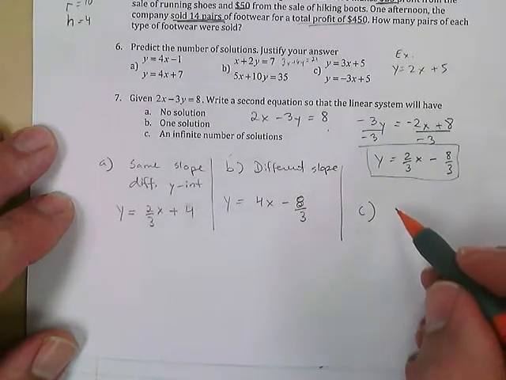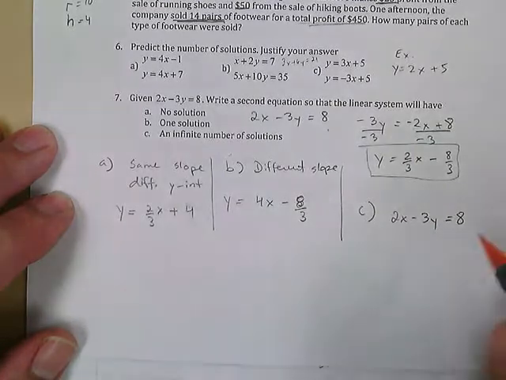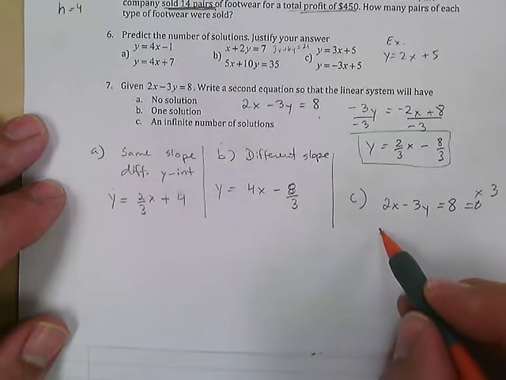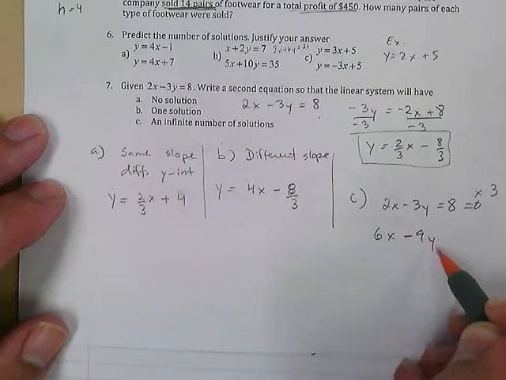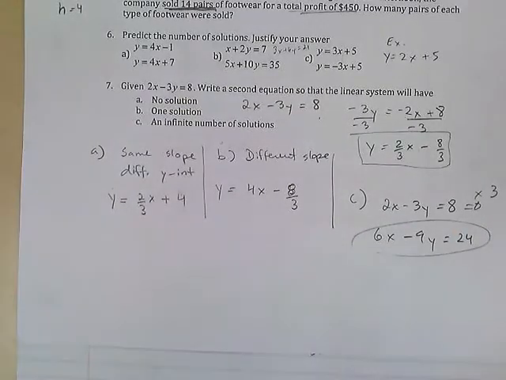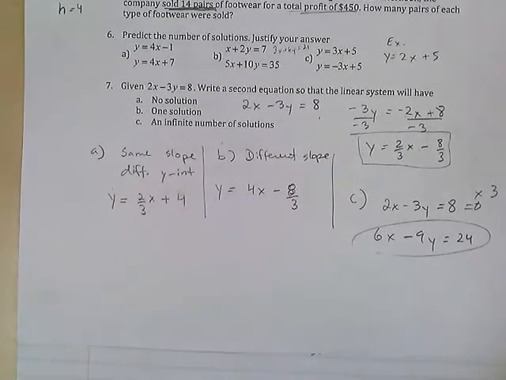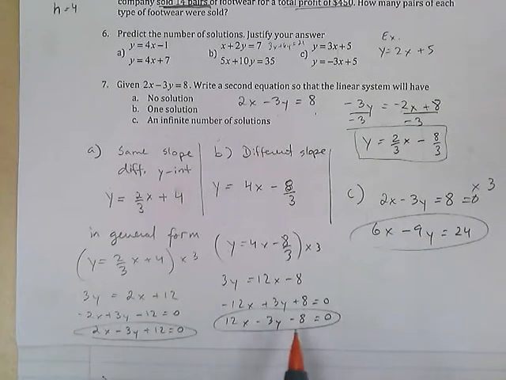Infinite number of solutions. We're going to take 2x minus 3y is equal to 8 and just multiply that by 3. Everything. So that's 6x minus 9y is equal to 24. That's it. Okay? That's the best way of coming up with one. Or you just state the exact same equation again. Now, if I wanted this in general form or whatever, you would have to rewrite it and convert it to general form. Let me just pause. This is if you wanted it in general form.